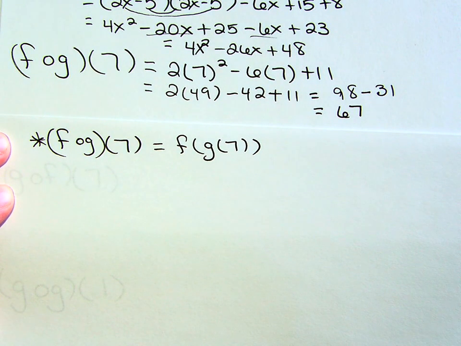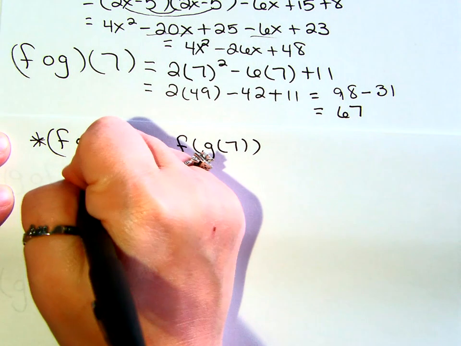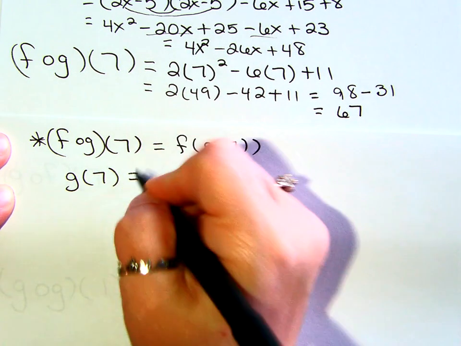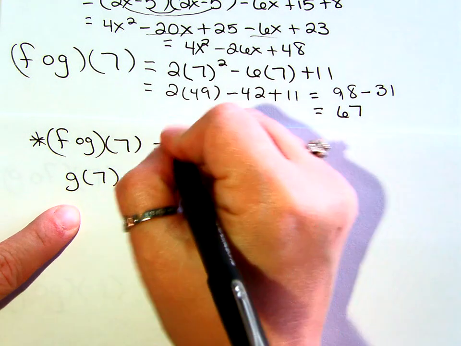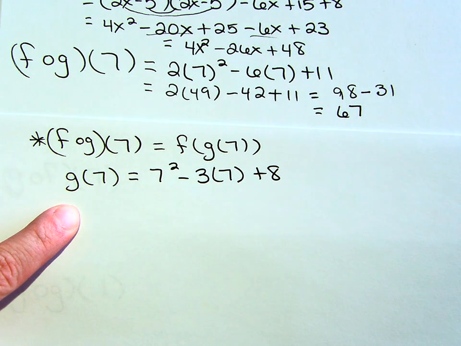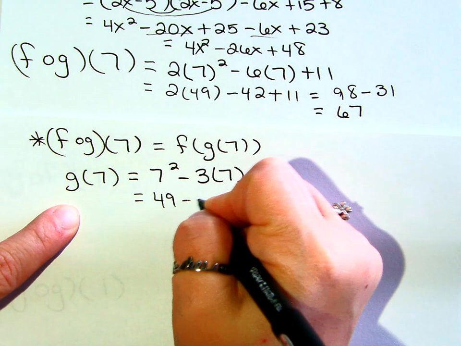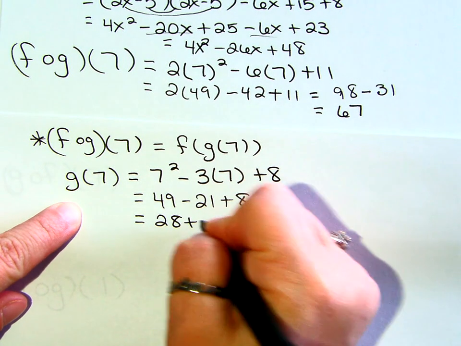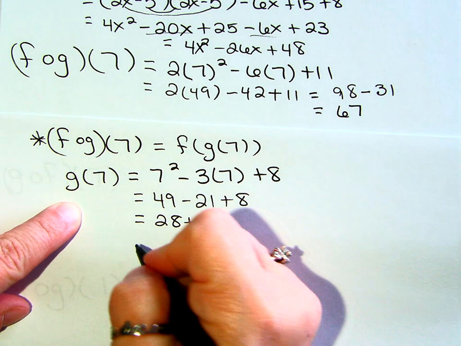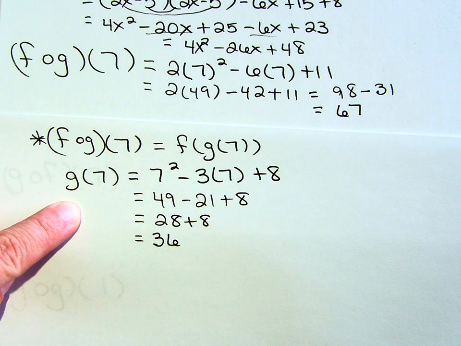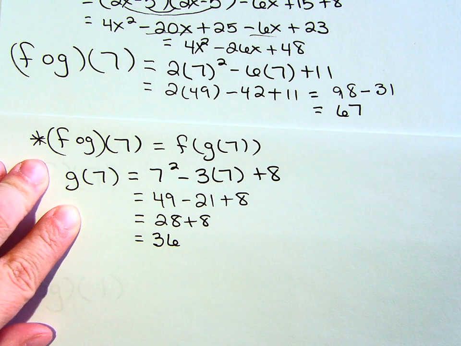Well, I can find g of 7. All I have to do is plug in a 7 into my g of x function. Well, g of x said x squared, so that'll be 7 squared, minus 3 times x, which will be 3 times 7, plus 8. That gives me 49 minus 21 plus 8, which gives me 28 plus 8. And if my math is wrong, let me know. I'm doing this off the top of my head. So I found that g of 7 is 36.